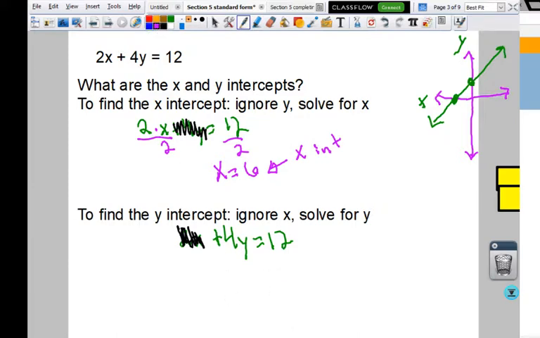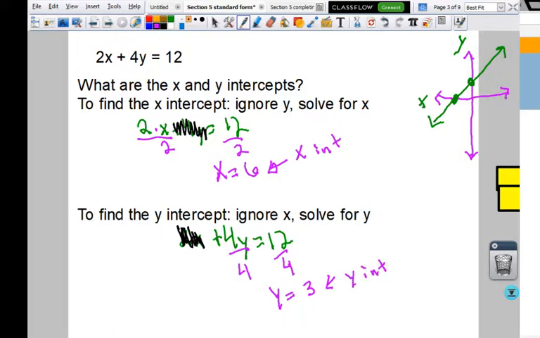If I'm going to solve it for y, what do I need to do to get y by itself? We're going to divide by 4 on both sides. And I'm going to get y equals 12 divided by 4 is 3. This is my y-intercept.